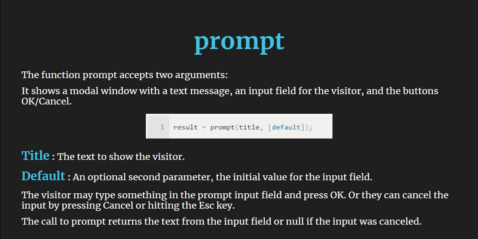The visitor may type something in the prompt input field and press OK, or they can cancel the input by pressing the cancel button or hitting the escape key. Now the call to prompt returns the text from the input field or null if the input was cancelled. So what do you mean by this? Let's take an example and understand how we can perform the prompt command.